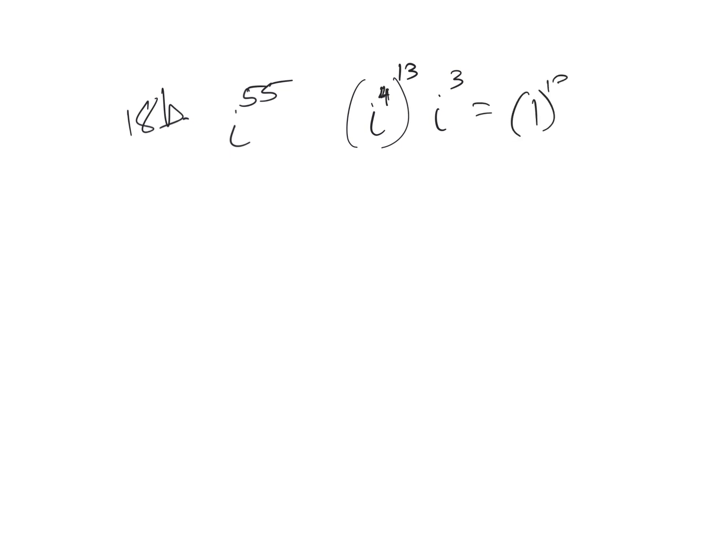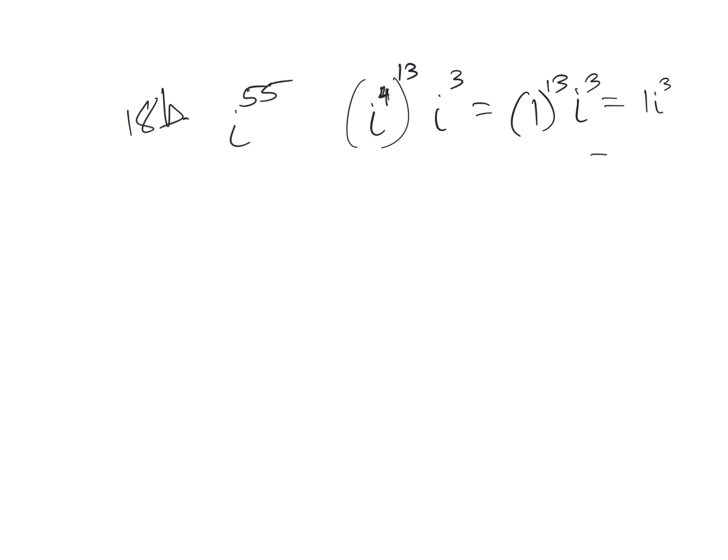Let's do this. This is number 18B. I to the... Well, I'll change it. Let's do positive 55. It's negative 55 in the book, but we'll do positive 55. I to the 55th power. Go. How many times does I to the 4th go into 55? I to the 4th is 1, so that's a good thing. So 4 times 13. Power to power is multiplication. So 4 times 13 is 52, so we need 3 more. So I to the 4th is 1, so 1 to the 13th power gives me 1.